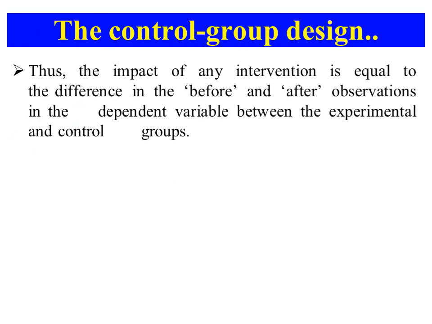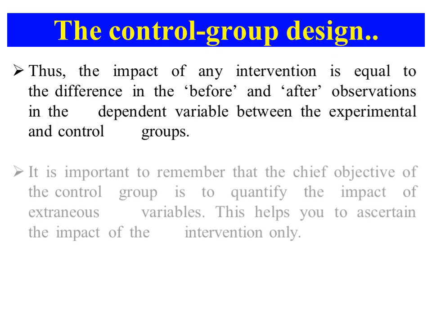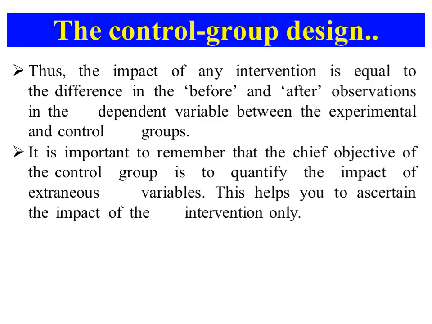So the impact of any intervention is equal to the difference in the before and after observations in the dependent variable between the experimental and the control group. It is important to remember that the chief objective of the control group is to quantify the impact of extraneous variables. This helps you to ascertain the impact of the intervention.